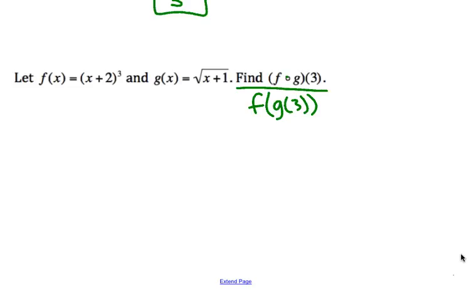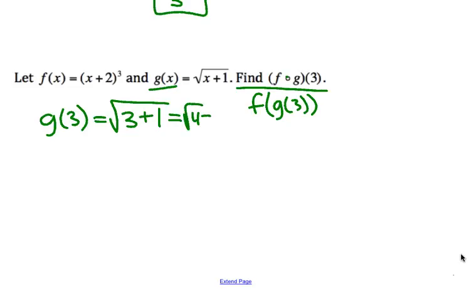So what you want to do to start off with is take that 3 and plug it into the g function. So g of 3 is when x is 3 in that function. Everywhere you see an x, you plug in 3. The square root of 3 plus 1, that's the square root of 4, which equals 2. Now you take that 2, and what you now have is f of 2, because g of 3 is 2.